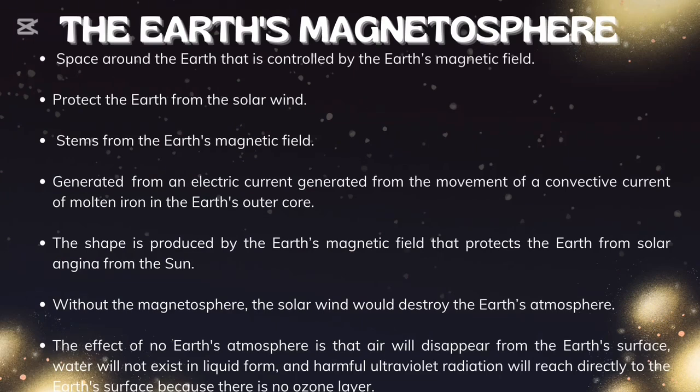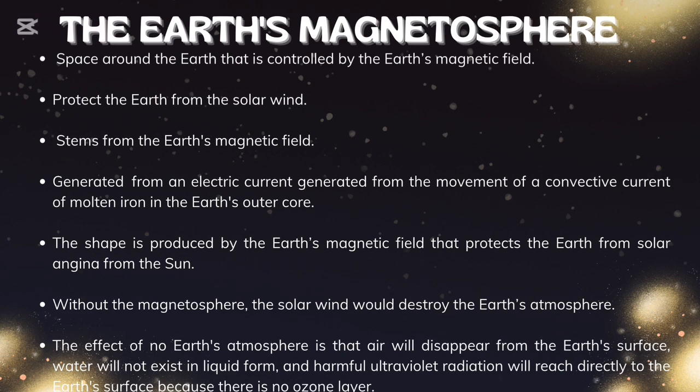The Earth's magnetosphere. Space around the Earth that is controlled by the Earth's magnetic field. The function is to protect the Earth from the solar wind. It stems from the Earth's magnetic field, generated from an electric current generated from the movement of a convective current of molten iron in the Earth's outer core. The shape is produced by the Earth's magnetic field that protects the Earth from solar wind from the Sun.